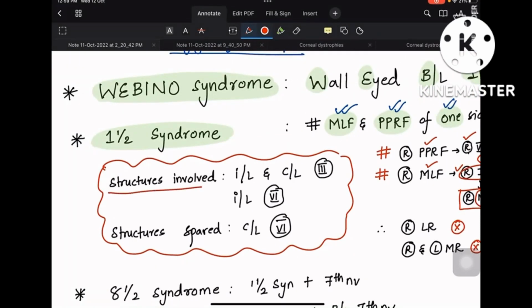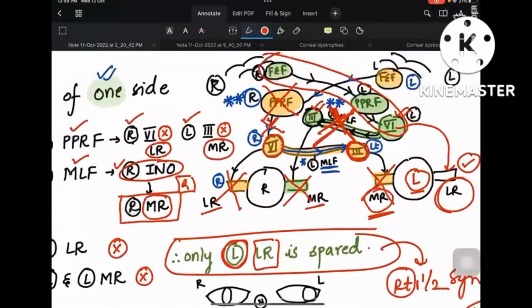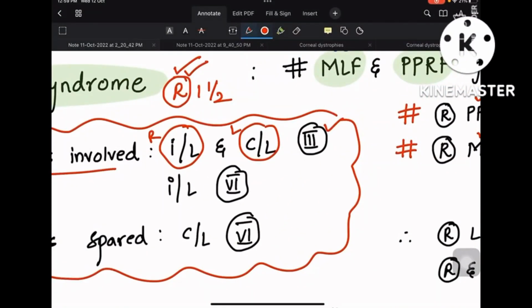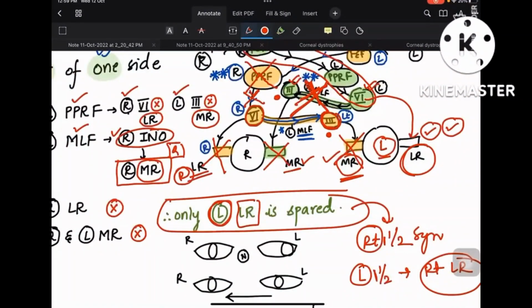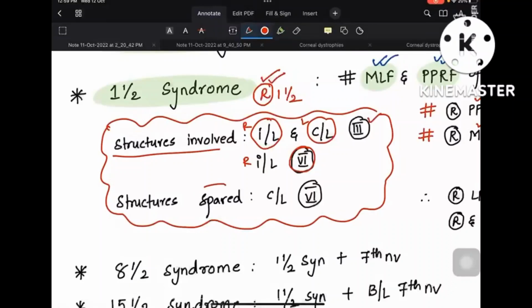So the structures involved are the ipsilateral and contralateral third nerve. In our example it was right 1.5 syndrome, right? So for right 1.5 syndrome, the right sided and left sided third nucleus were involved. That's why both MRs are gone, right? So that is what I have written. Right sided and left sided third are gone, and right sided sixth is gone. Here the right sixth is gone, that is, the right lateral rectus is gone, whereas the left lateral rectus is spared. The structure spared is the contralateral sixth, that is, the contralateral lateral rectus.